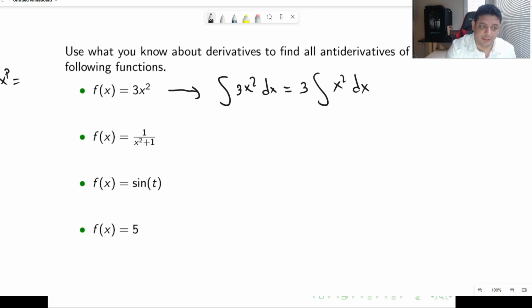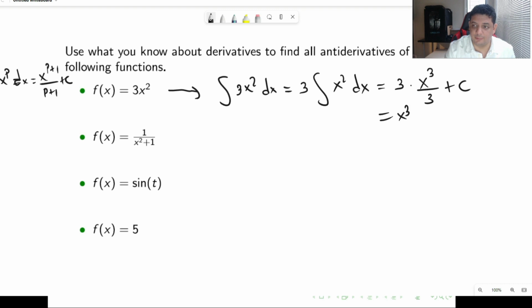Remember that the antiderivative of x to the p is x to the p plus 1 over p plus 1 plus c. And so if we use this formula, we get that this is 3 times x to the 3 over 3 plus c. Or, notice the 3's cancel, we get x cubed plus c.